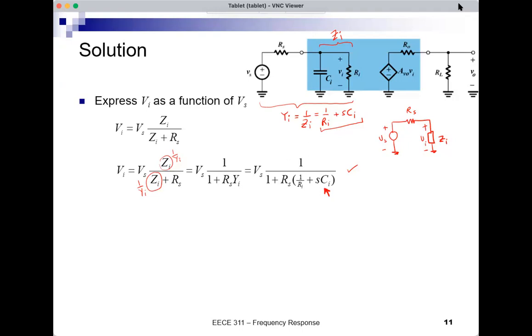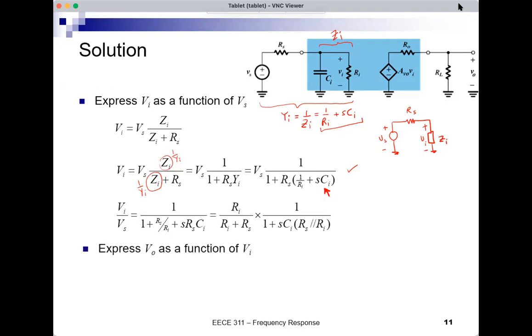But I don't want Vi, I'm after Vo. Okay, so again, this is the same formula. What about Vo? At the output, I also have a voltage divider. So here at the output, this is also a voltage divider between RL and Ro. So Vo across RL is RL over RL plus Ro times this Avo Vi. So Vo is Avo Vi times RL over RL plus Ro.